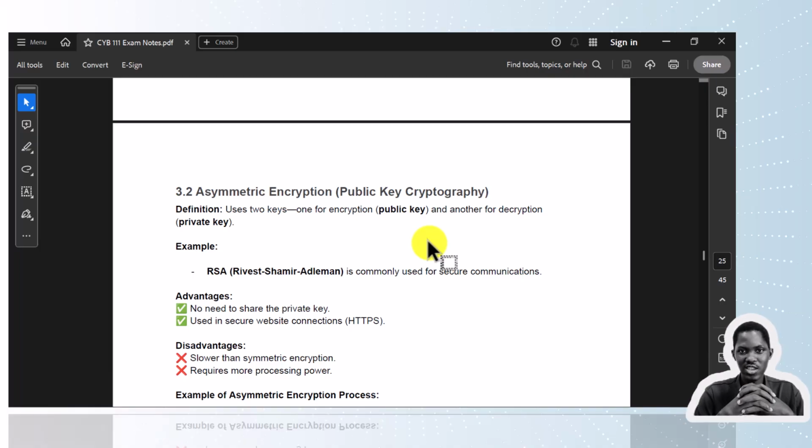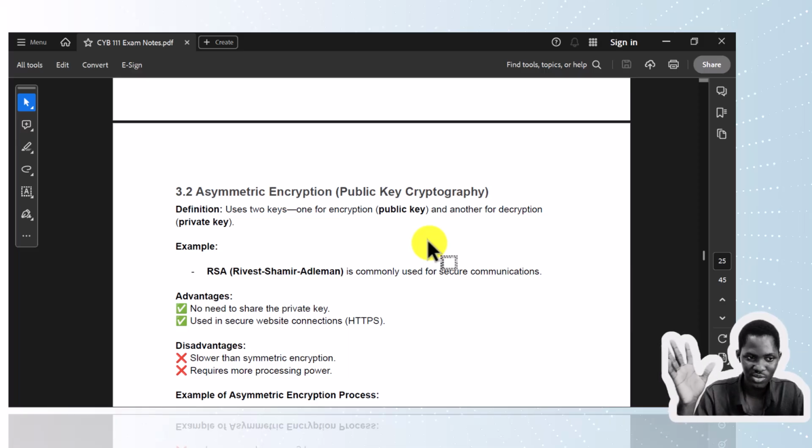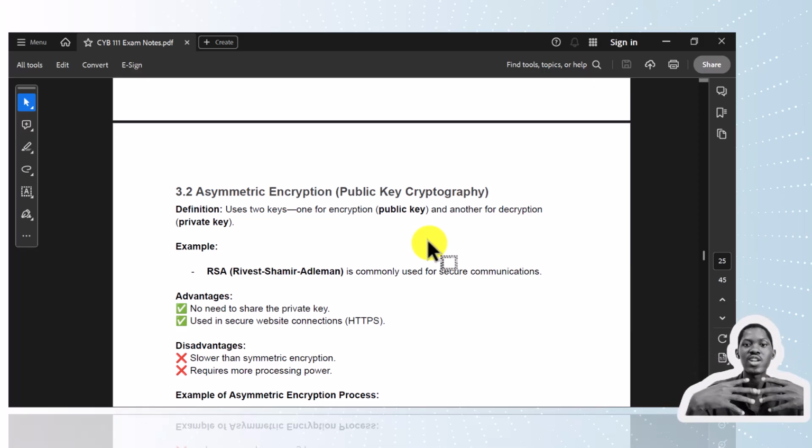The public key, as the name says, is public. Everyone has access to it, right? It is the one that is used for encryption. And then the private key is the one that is used for decryption. You understand? An example of asymmetric encryption is RSA, Rivest-Shamir-Adleman. The RSA encryption is commonly used for secure communication.